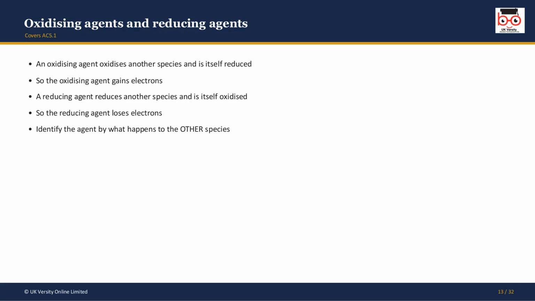Now let's talk about oxidizing and reducing agents. An oxidizing agent oxidizes another species and is itself reduced, which means it gains electrons. A reducing agent reduces another species and is itself oxidized, so it loses electrons. The trick to identifying an agent is to look at what happens to the other species. The agent does the opposite.